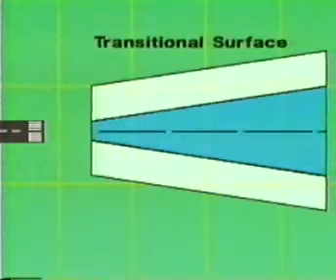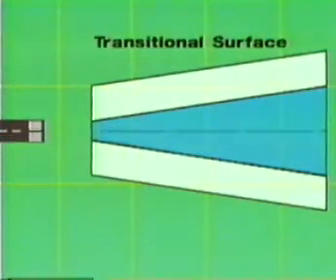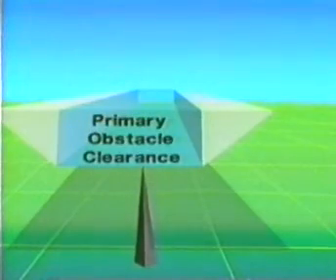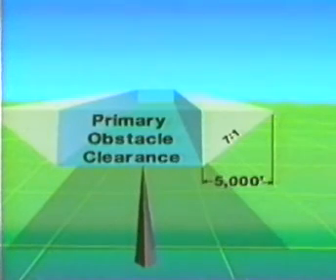On an ILS approach, there is a transitional surface which is somewhat like the secondary area discussed earlier. This surface is an inclined plane with a slope of 7 to 1. It extends outward and upward from the obstacle surface for a lateral distance of 5,000 feet.